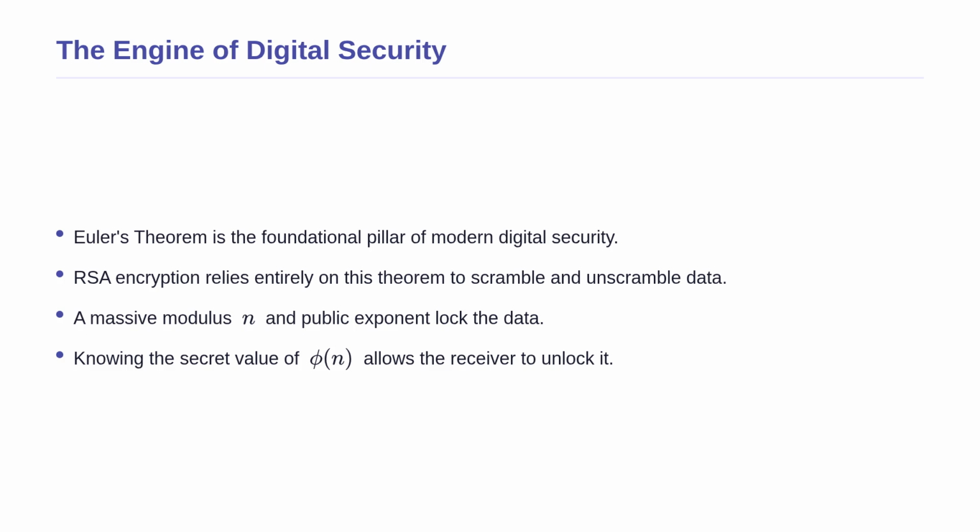When you send a secure message, your computer uses a massive modulus and a public exponent to lock the data. The only way to unlock it is by knowing the secret value of phi of n, which allows the receiver's computer to use Euler's theorem to reverse the process. It transforms abstract number theory into the shield that protects the global digital economy.